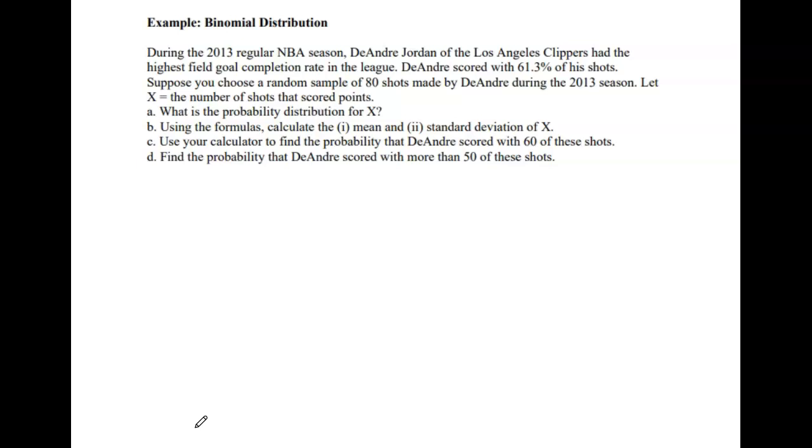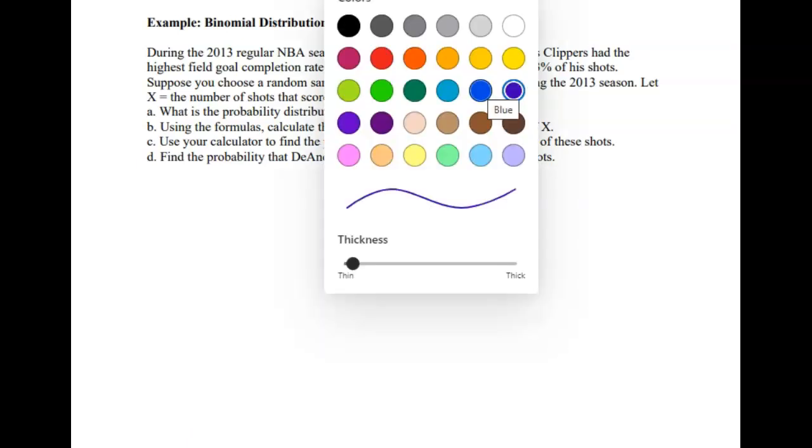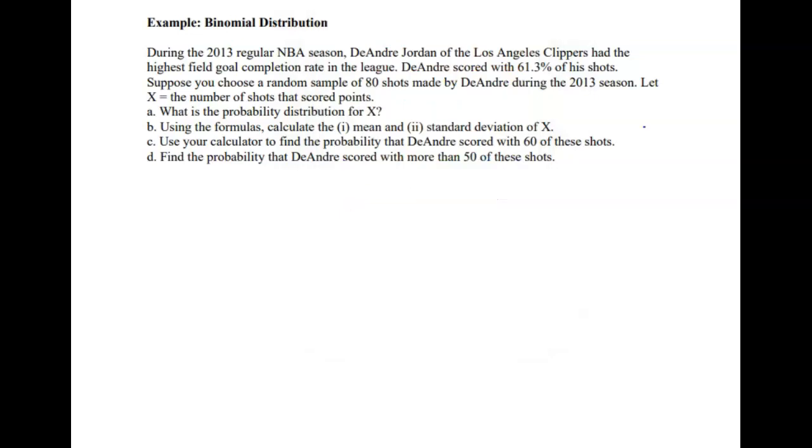So during the 2013 regular NBA season, DeAndre Jordan of the LA Clippers had the highest field goal completion rate in the league. DeAndre scored 61.3% of his shots. Suppose you choose a random sample of 80 shots made by DeAndre during the 2013 season. Let X be the number of shots that scored points. All right, so basically that's your success.